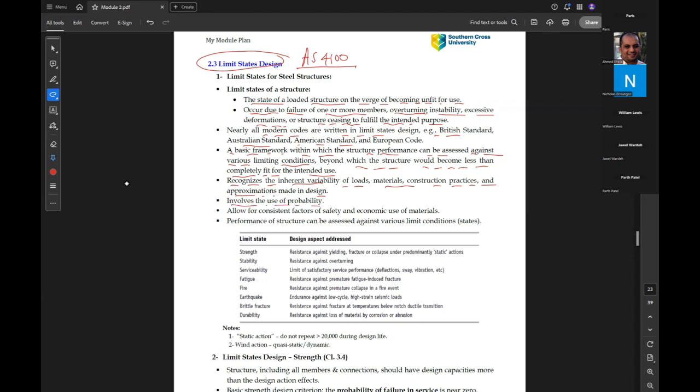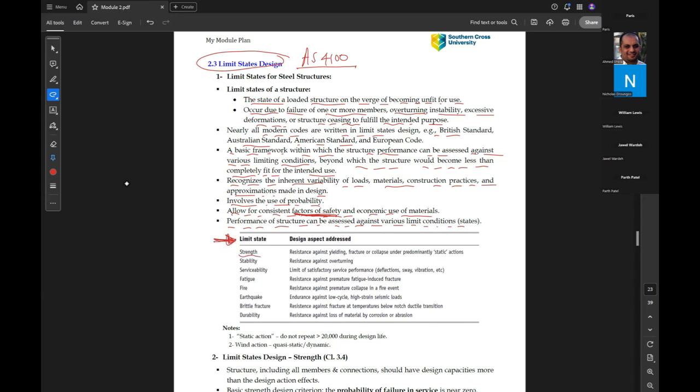It also involves the use of probability, because this limit state design method is based on assuming the case when the building will collapse, and then we design for this condition. So it has some probability of failure, allowing for a consistent factor of safety. So we also have a factor of safety and economic use of the material. The performance of a structure can be assessed against various limit conditions or limit states. These are the available limit states in the standard.